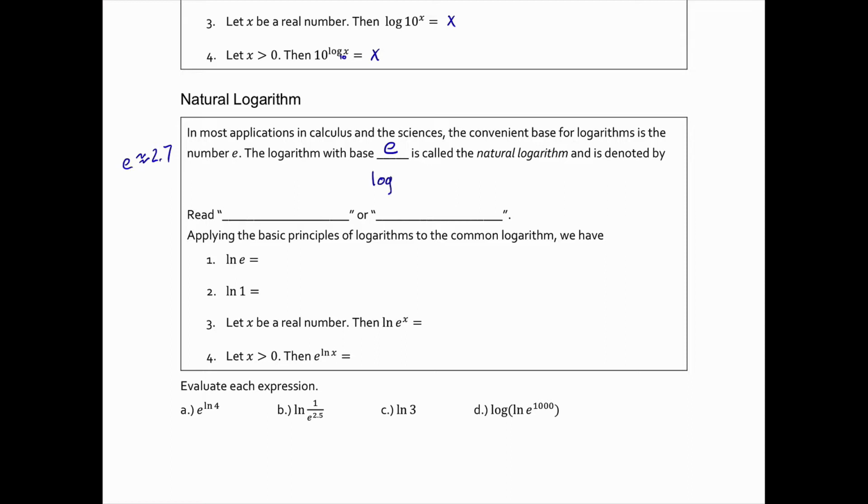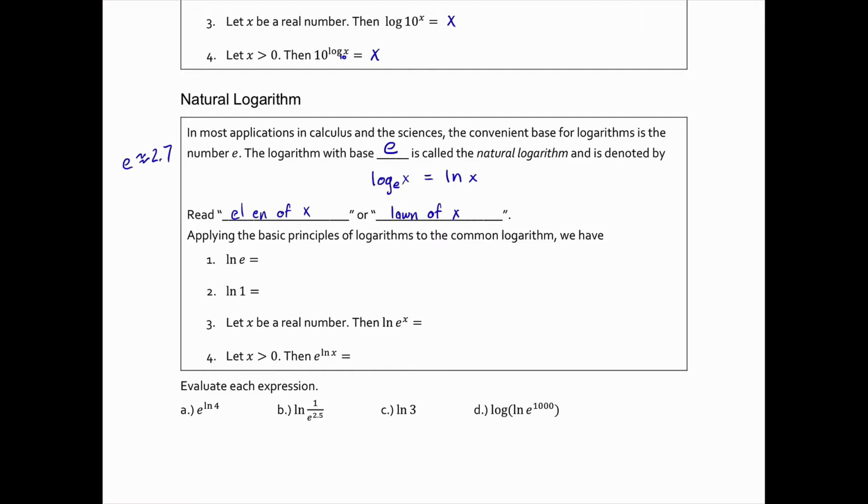So instead of writing log base e of x, what you'll see is the ln, standing for log natural, of x. Again, this is simply read by phonetically saying each letter, ln of x, or I've also heard it referred to as lawn of x.